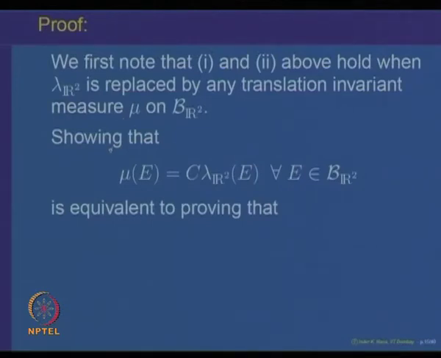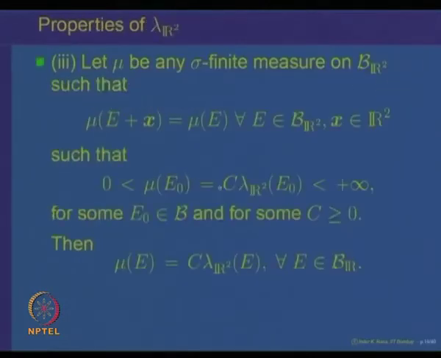Now we want to show that mu of E is a constant multiple of the Lebesgue measure of E for every set E. But what is C? Let us just look at C. I can compute it from here. C is equal to mu of E 0 divided by lambda of E 0.